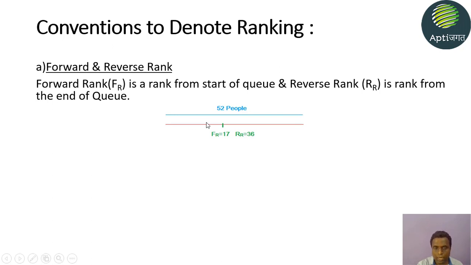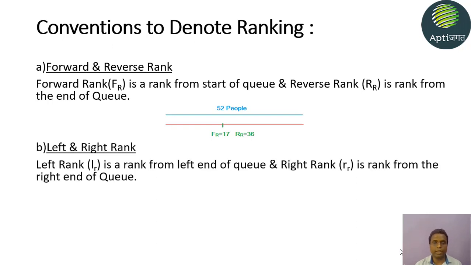Okay, students. Suppose he is at 36th position from the last end of the queue. So his reverse rank will be 36. So we saw the concept of forward and reverse rank. What is forward rank? Rank from the start of the queue. And what is reverse rank? Rank from the end of the queue. Okay students, now we will see another concept of left and right rank.